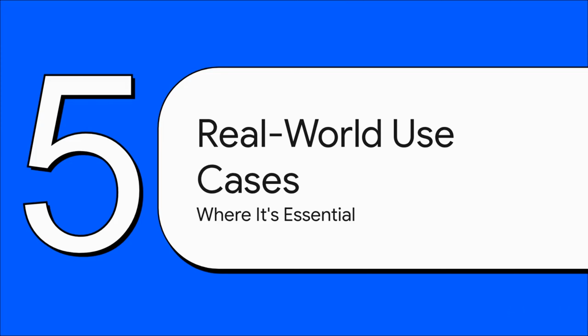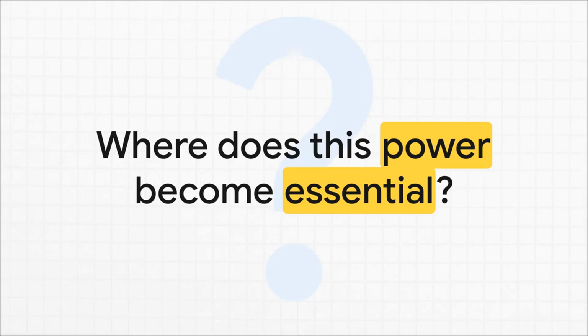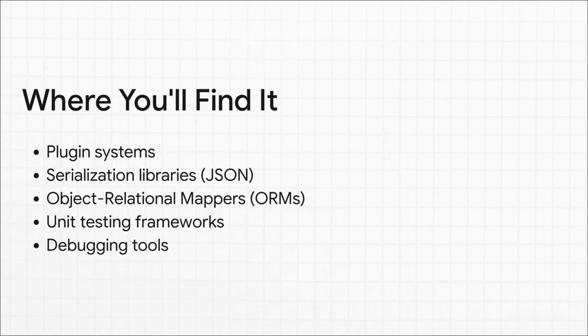Now, while this might seem a little abstract, this exact capability is the engine behind so many of the tools and frameworks you probably use every single day. So let's talk about where this power becomes absolutely essential. So given that performance hit we talked about, you have to wonder, why would anyone even bother? When is this kind of dynamic power not just a nice-to-have, but an absolute necessity? The answer is you find it everywhere that flexibility is king. Plugin systems use it to load and run code that didn't even exist when the main app was built. Serialization libraries like JSON converters use it to inspect your objects and figure out how to turn them into text.